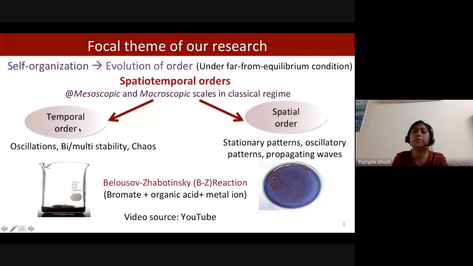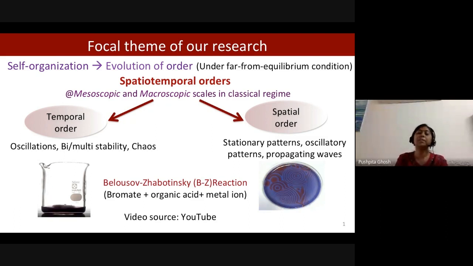Examples of these temporal orders, which are quite popular and common mostly in biological and physical systems, are oscillations, bistability, multistability, and chaos. All of our basic biological processes, be it the circadian rhythm of the sleep and wake cycle, respiratory or glycolytic oscillations, even heartbeats, are where you could see the biochemical changes happening, and the concentrations of intermediates change periodically with respect to time.